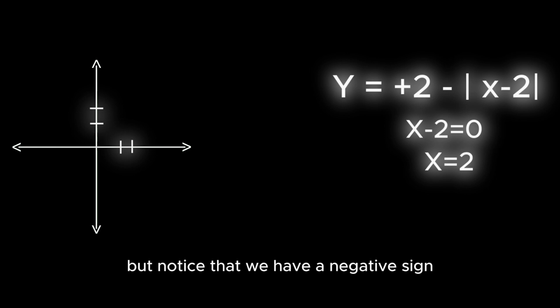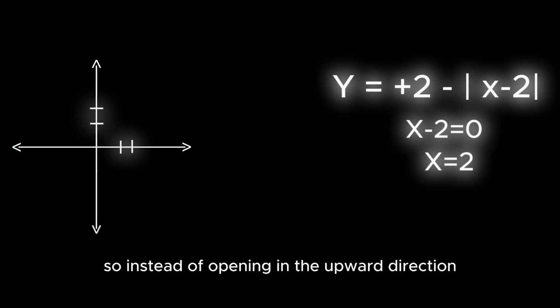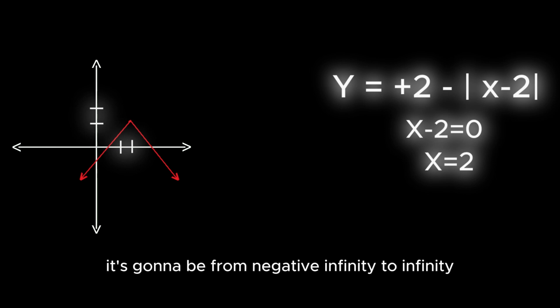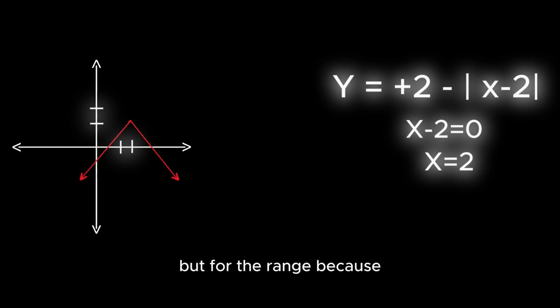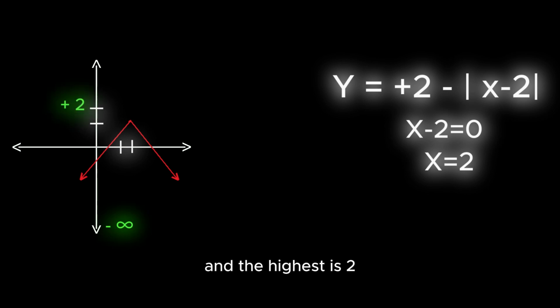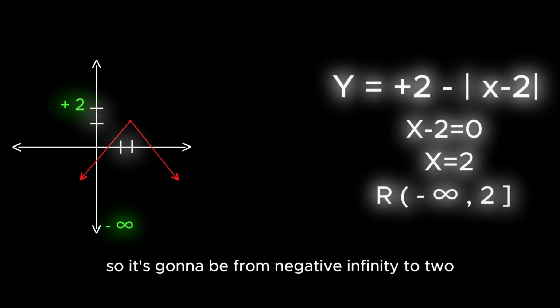But notice that we have a negative sign in front of the absolute value function. So instead of opening in the upward direction, it's going to open downward. So it's going to look like this. The domain will be the same. It's going to be from negative infinity to infinity. But for the range, we can see that the lowest y value is negative infinity, and the highest is 2. So it's going to be from negative infinity to 2.